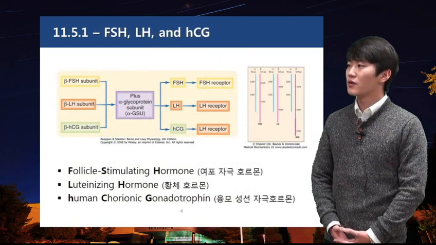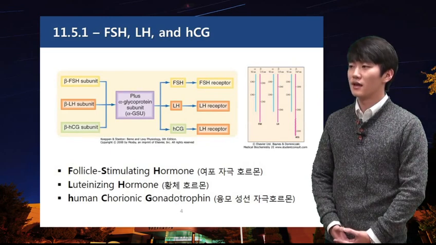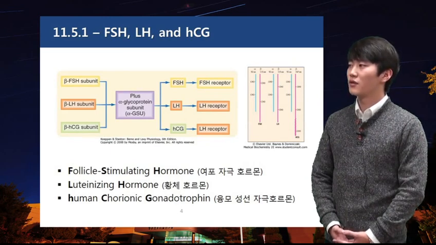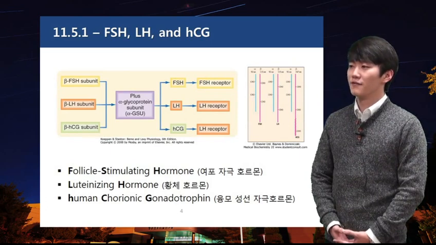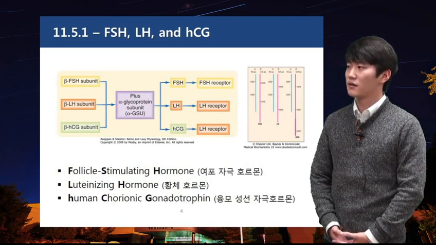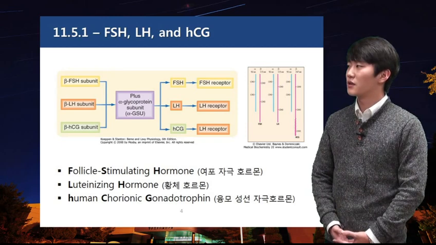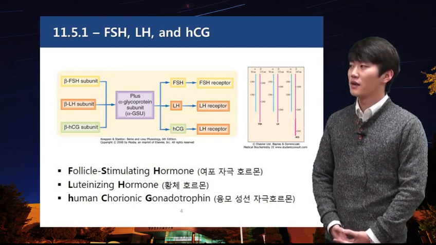Here are the three gonadotrophins we will study in this lecture. FSH and LH are mainly known as regulators of the female reproductive cycle. And HCG is the hormone used in pregnancy tests together with LH. In this chapter, we will study the basic structure and function of these hormones.